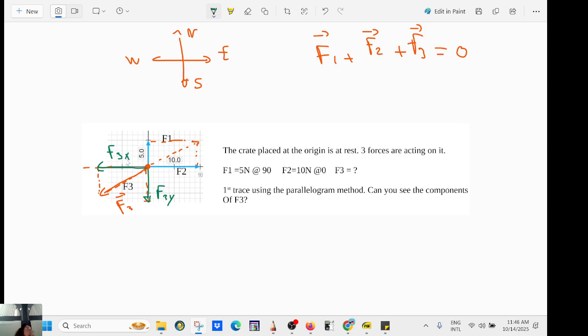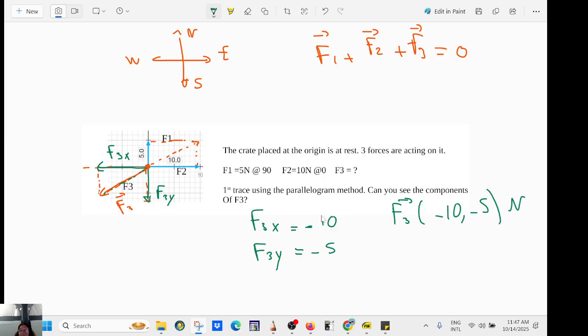Do you agree? So that's what makes sense. Now, that means the x component of F3 will be what? Very good. Negative what? Negative 10. East has to be equal to west, and north has to be equal to south, so that will be negative 5. Very good. So F3 has two components, minus 10, minus 5.